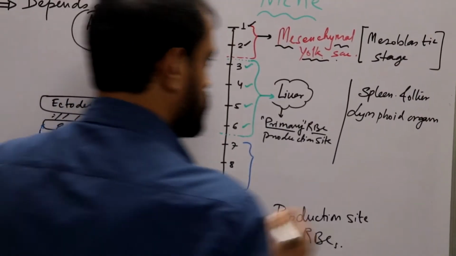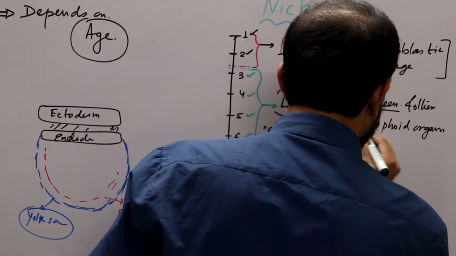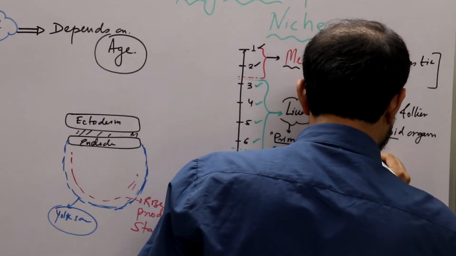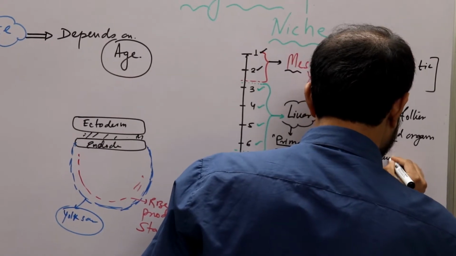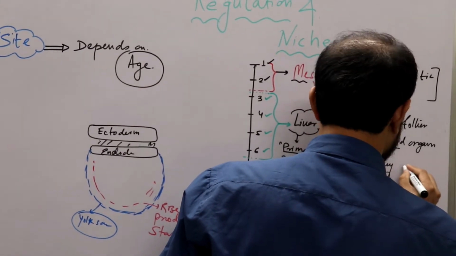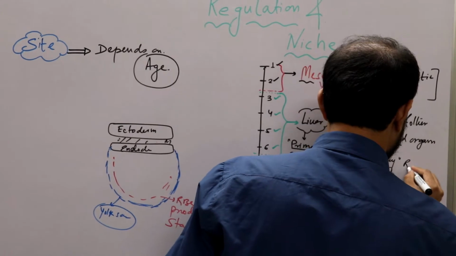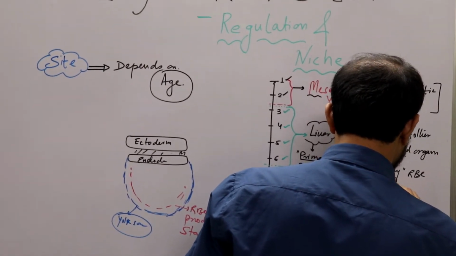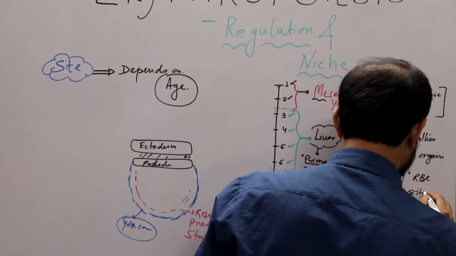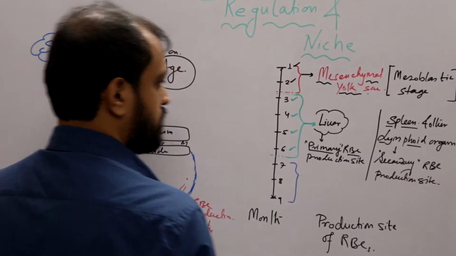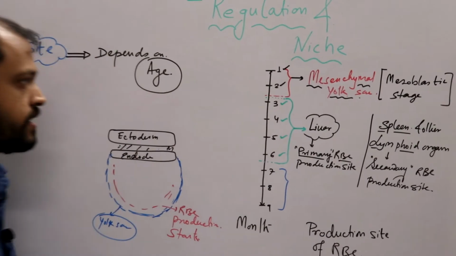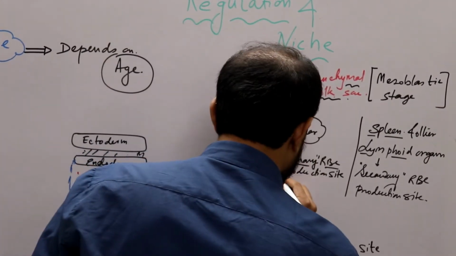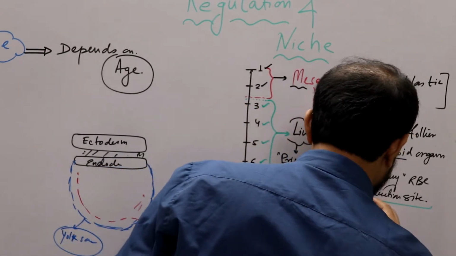Okay, so spleen and lymphoid organs, these are secondary RBC production sites. This is the secondary RBC production site. Okay, now this stage is called the hepatic stage.